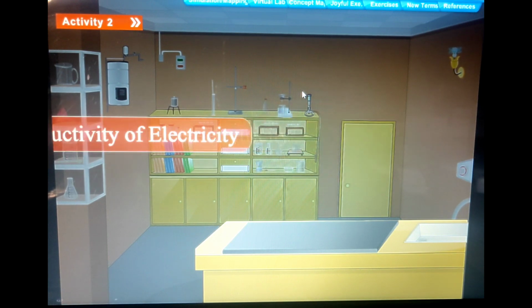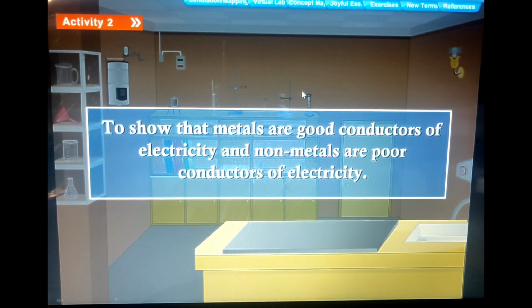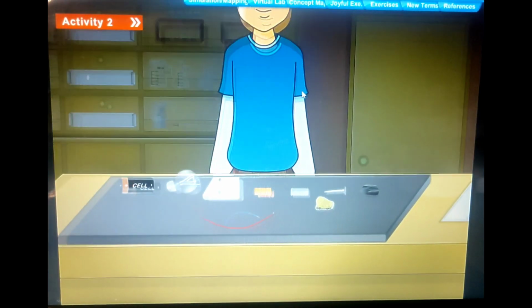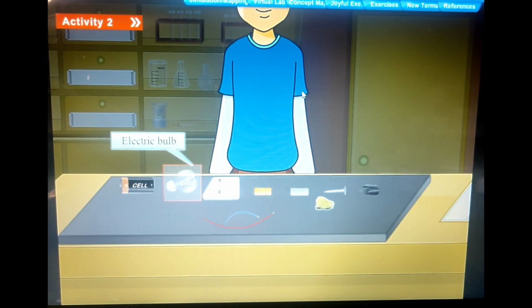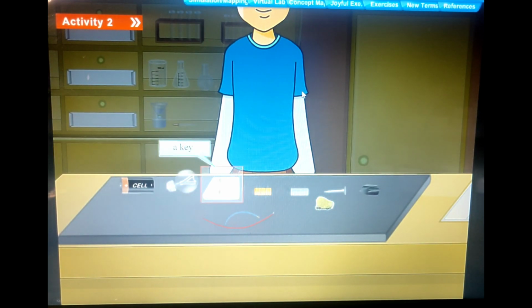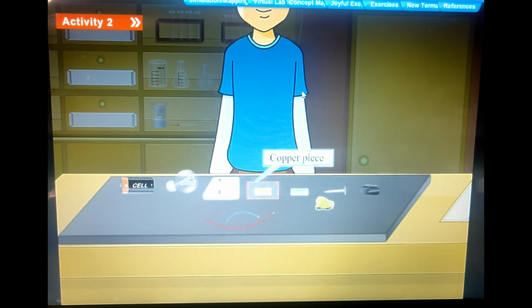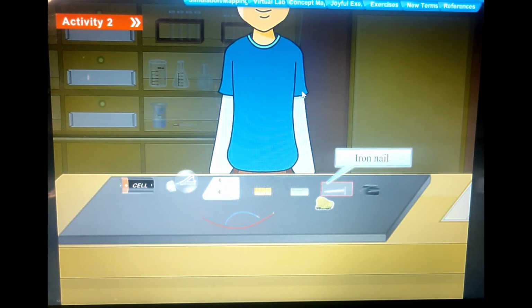Conductivity of electricity. To show that metals are good conductors of electricity and non-metals are poor conductors of electricity. Things needed: an electric cell, an electric bulb, a key, connecting wires, copper piece, aluminium piece, iron nail, coal piece, sulfur piece.